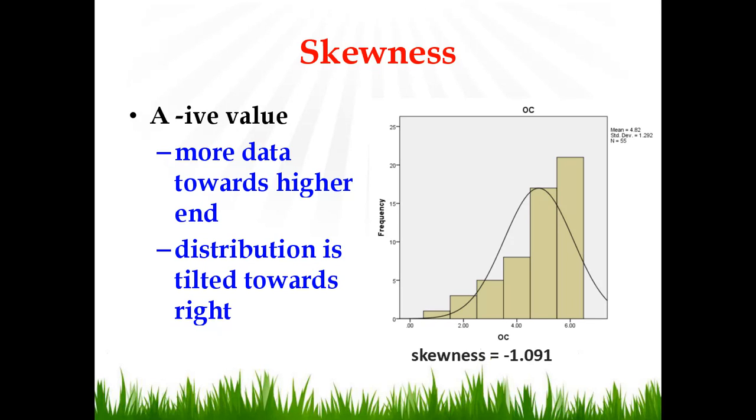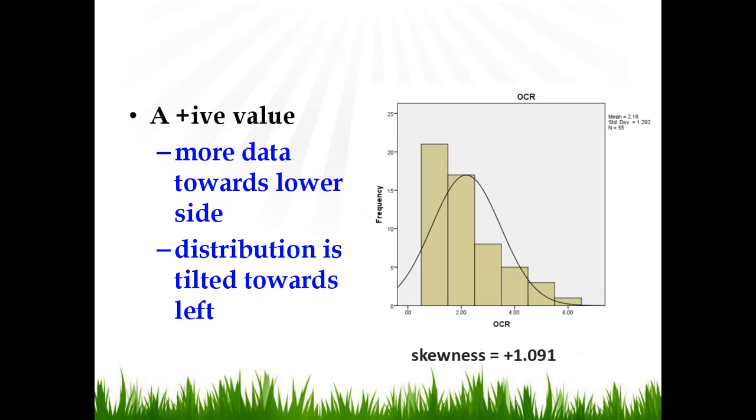If it's minus, that means data is not symmetrical. It is tilted toward the right side, meaning more values are concentrated toward the higher end of the values. And if the skewness value is positive, again the data distribution is asymmetrical, and most of the values are concentrated toward the lower end, and the curve is tilted towards the left side.